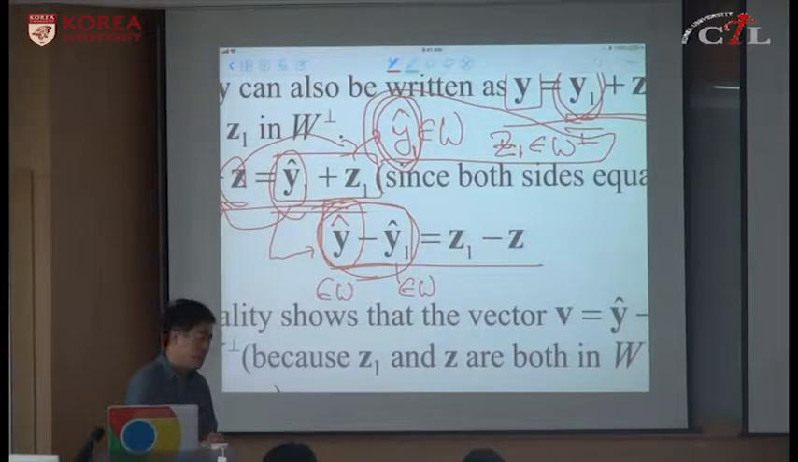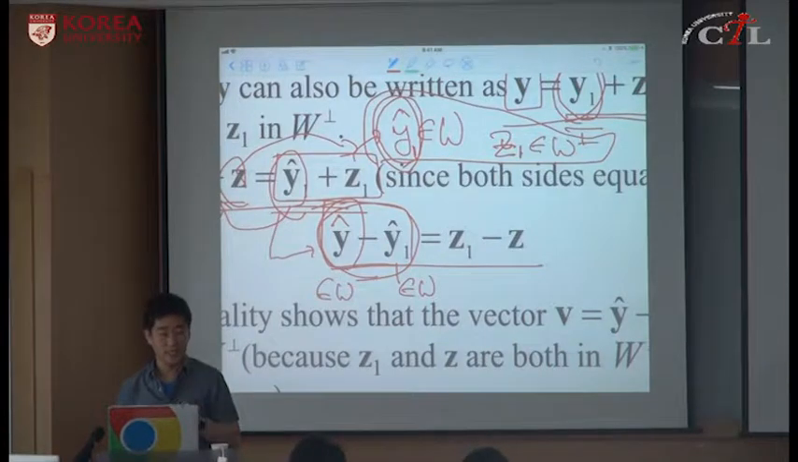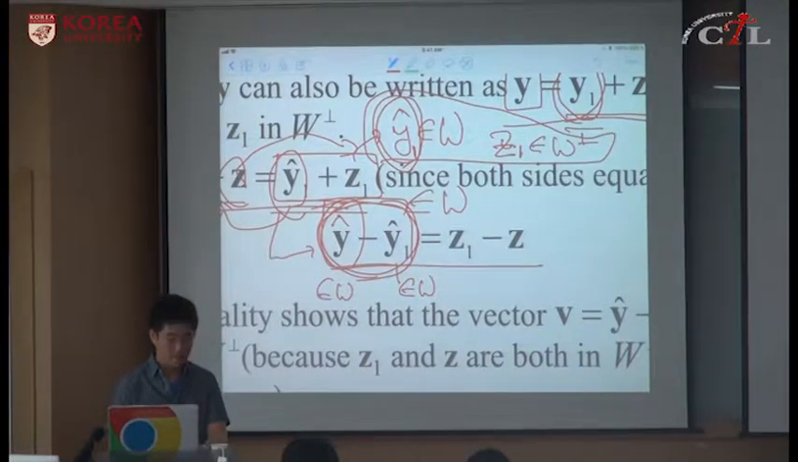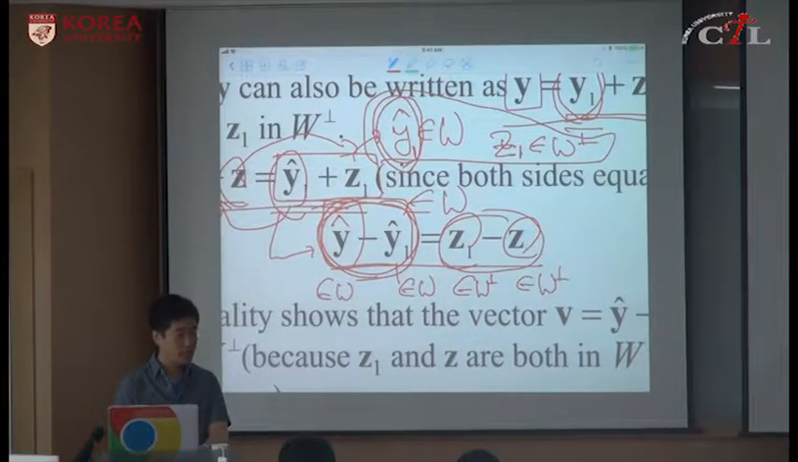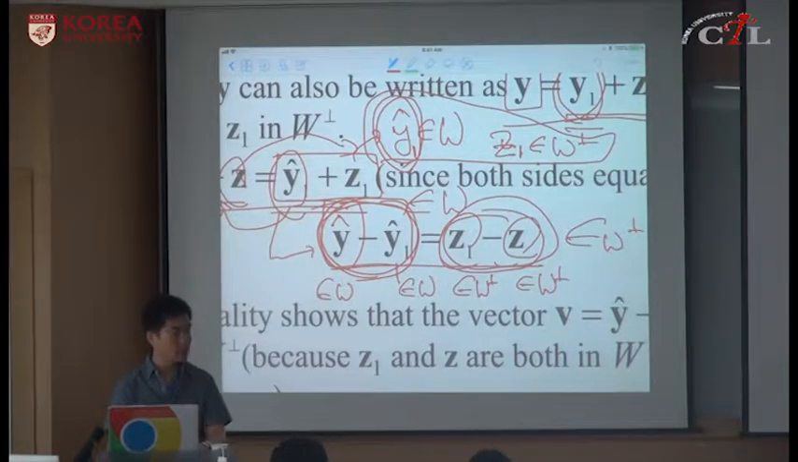Why is that? Because of the basic definition of a subspace: a subspace is closed under linear combinations. These two are just a linear combination of two vectors belonging to W, so this part stays inside W. Likewise, z1 minus z, each of these two belongs to W perpendicular, and W perpendicular itself is a subspace, so this guy should belong to W perpendicular.